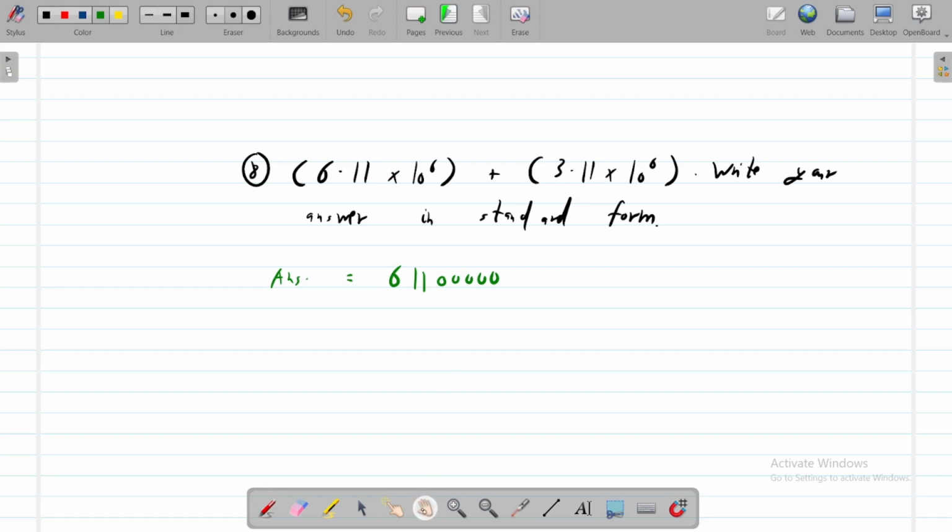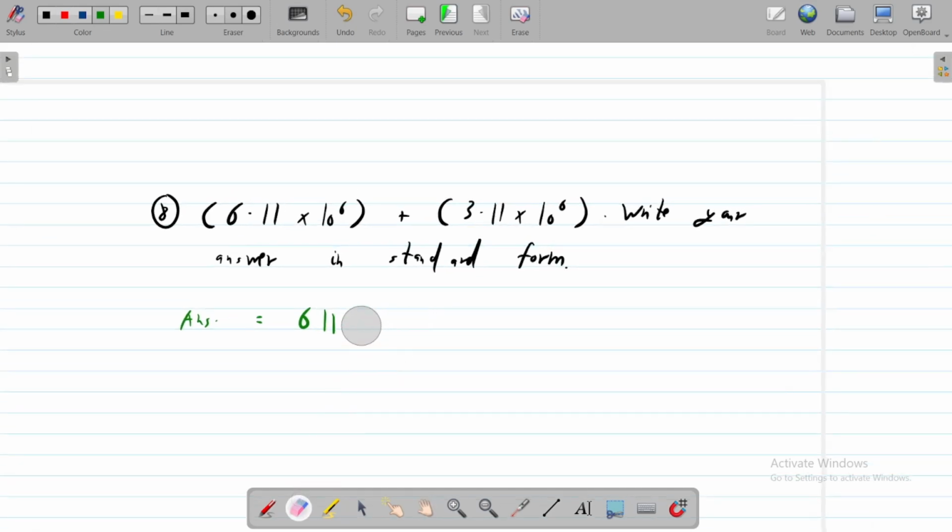Okay. Again, that's close. I know what you're trying to do, but the thing is, I said before that if you only have one number, like if you only had 6 times 10 power 6, then yeah, that would make sense. You would put 6 and 6 zeros. But in the case when you have a 0.11 with it, what you will do is you're going to actually take the decimal point forward. That's what we're doing in the first case.